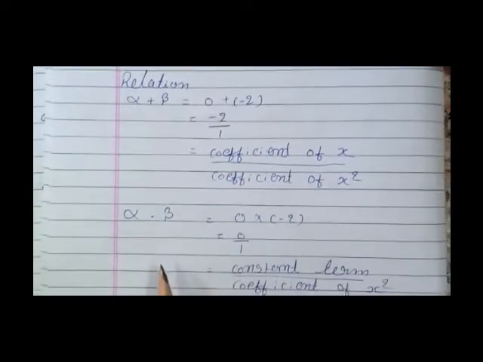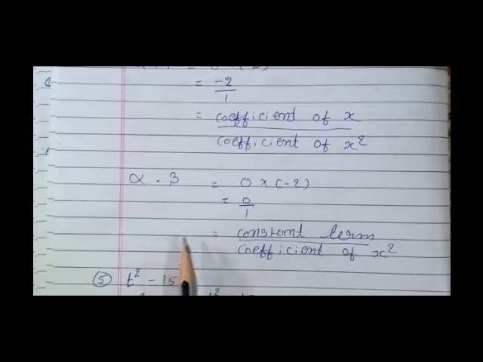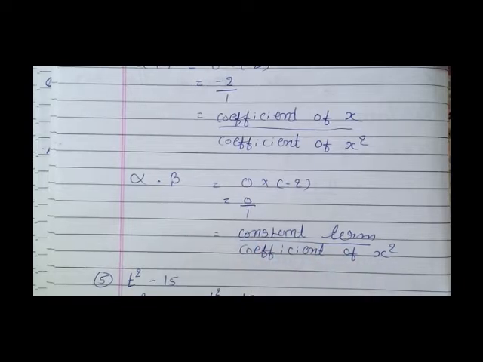Now alpha into beta. 0 into minus 2 is equal to 0, any integer multiplied with 0 is equal to 0, by 1. So what is 0? The constant term, and the coefficient of x square.